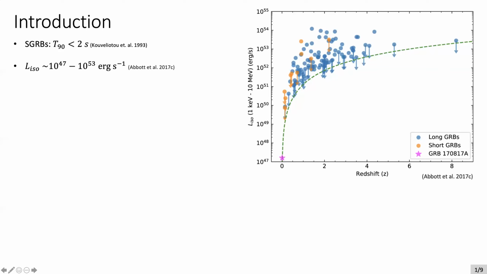In this brief introduction, what is a GRB? Well, I think that everyone here knows what a GRB is, so I am going to focus on the short GRBs, which have a T90 less than or equal to 2 seconds, and an isotropic luminosity that goes from 10^47 to 10^43 ergs per second, as we can see in this plot, with the isotropic luminosity against the redshift. So in this plot, we can see the isotropic luminosity for the short GRBs.